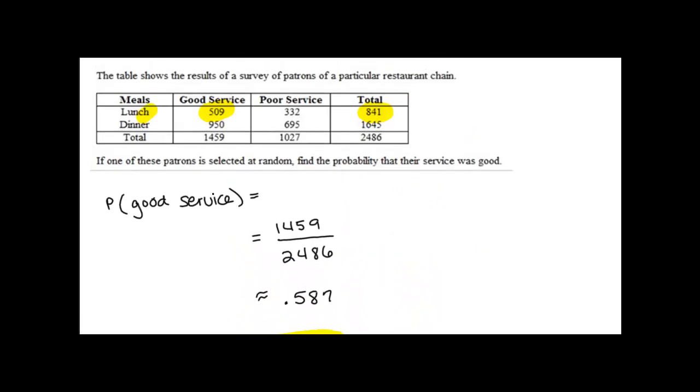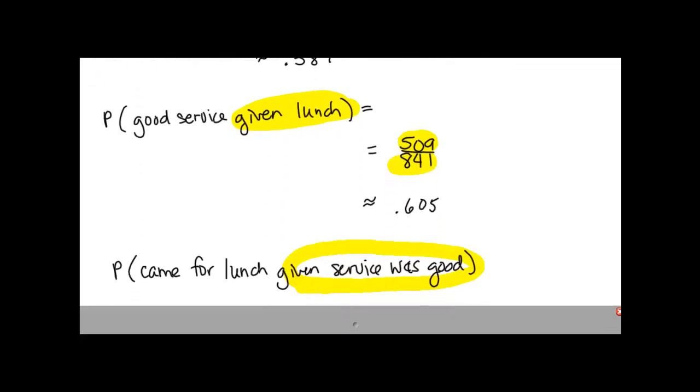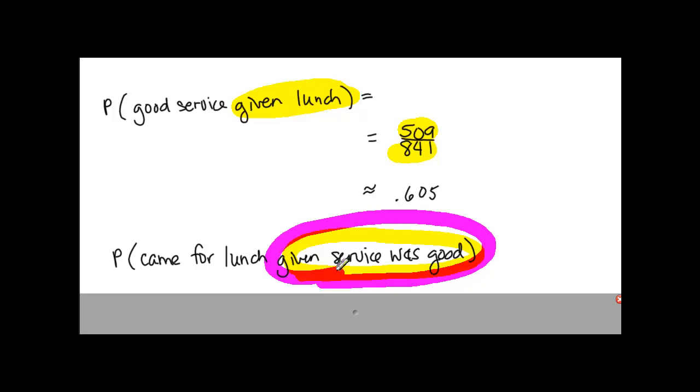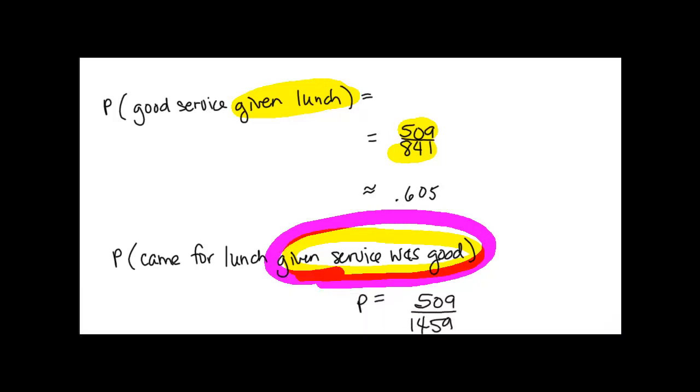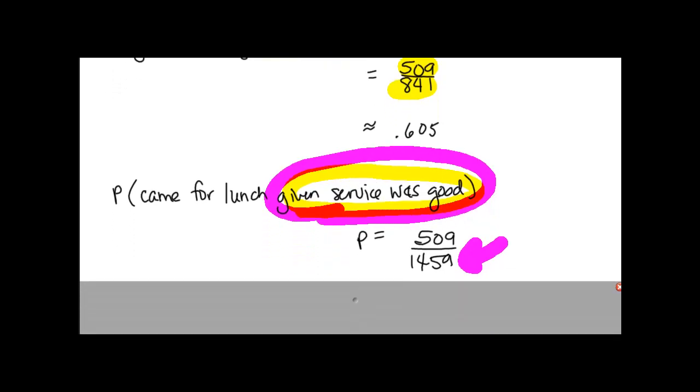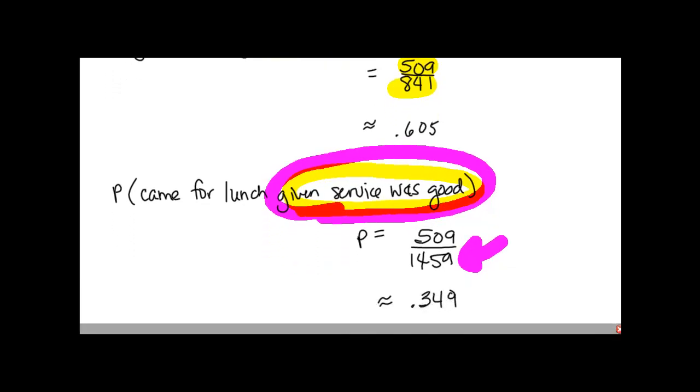I'm going to change my highlighter. Actually, let me erase this. The total number who came and said their service was good was the 1459. And then out of those, how many came for lunch? And that was the 509. So what's given goes in the denominator. Given the service was good, that was the 1459. Out of that, how many came for lunch? 509. And again, that's as simple as that fraction will go. We can round it to 3 decimal places. So the probability that they came for lunch, given the service was good, would be 0.349.